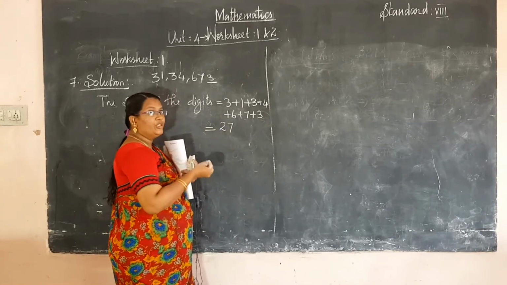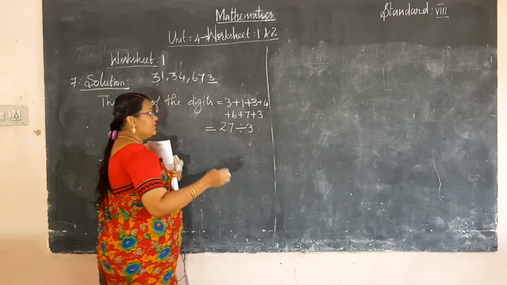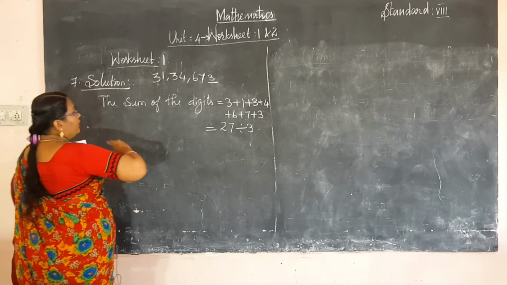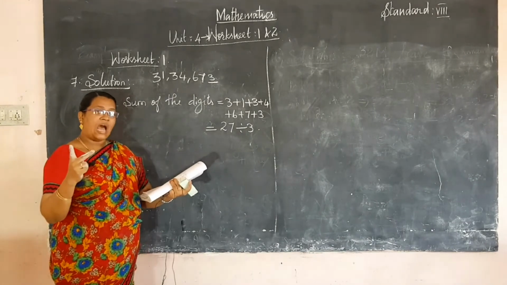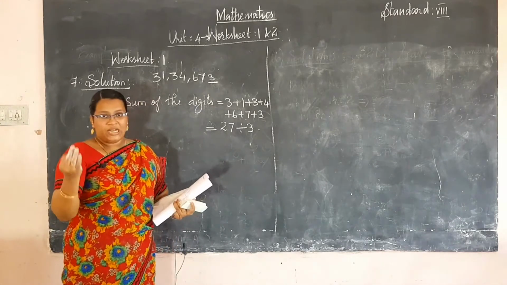Is this divisible by 3? Yes, it is divisible by 3. So therefore the given number is divisible by 3. We have to find two numbers. One we have found, that number is 3.